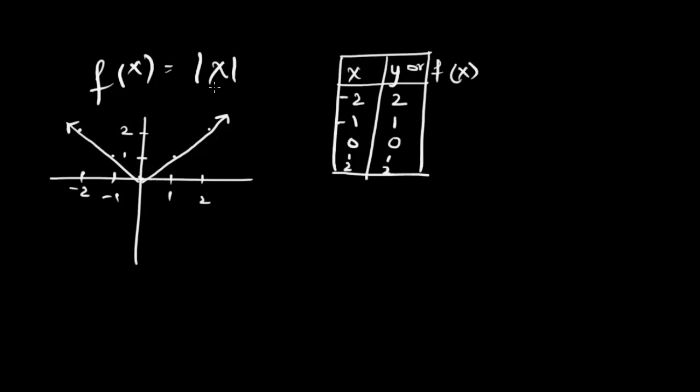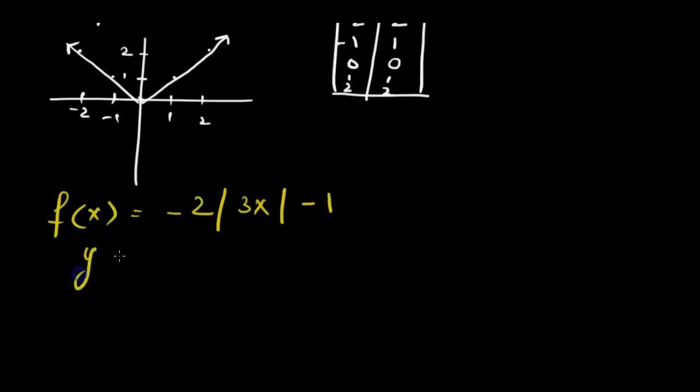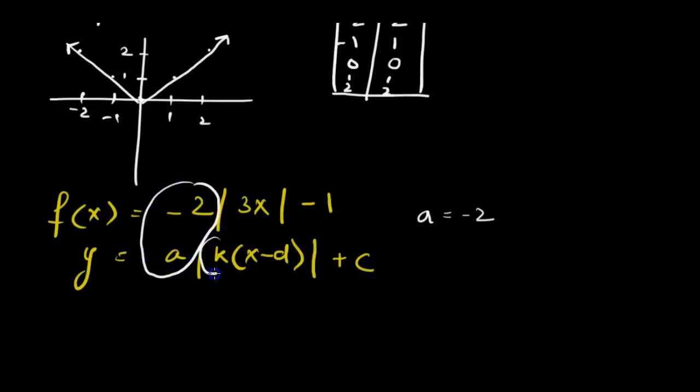If we have to make a graph of a transformed absolute function, let's say the equation is f(x) = -2|3x| - 1, then we write the general transformed equation: y = a|k(x - d)| + c. From here we get that a is -2, k is 3 because it's multiplied by x, d is not there so d is 0, and c is equal to -1.